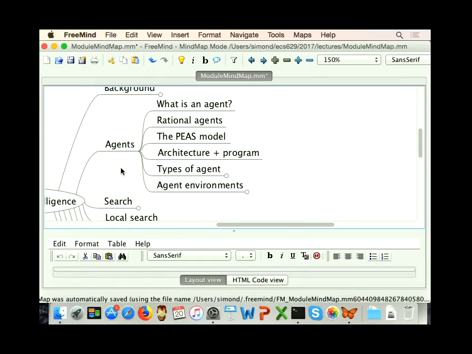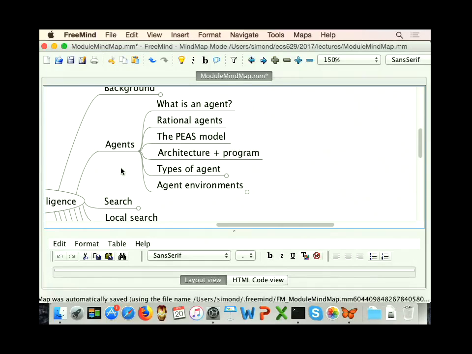And then the PEAS model stands for P for performance measure, E for environment. We've already had the actuators and sensors. They're the four aspects that we use to define the agent and its environment. We had the idea of an architecture and program, which I've already mentioned. And various types of agent. What types of agent did we have?